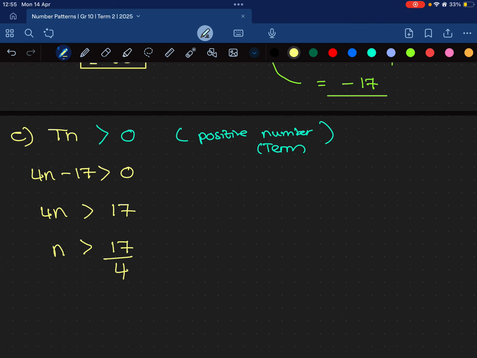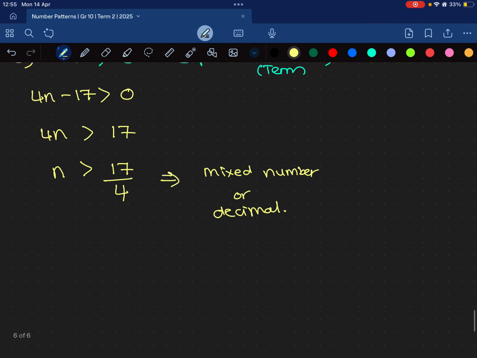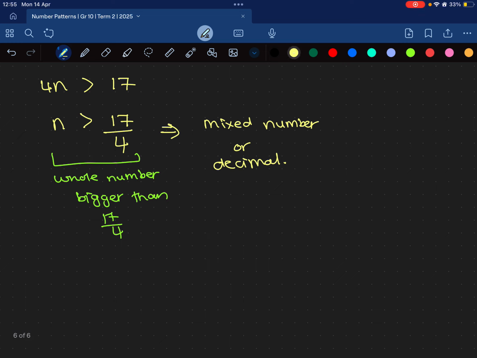So if you don't know where this lies, what you have to do is convert it into a mixed number, or you can write the decimal, it's up to you. Because you need to figure out which whole number is bigger than this. This is what you're trying to find, the whole number bigger than 17 over 4. You don't choose any random number because it says the first one, which means you need to find the closest whole number that is bigger than this.